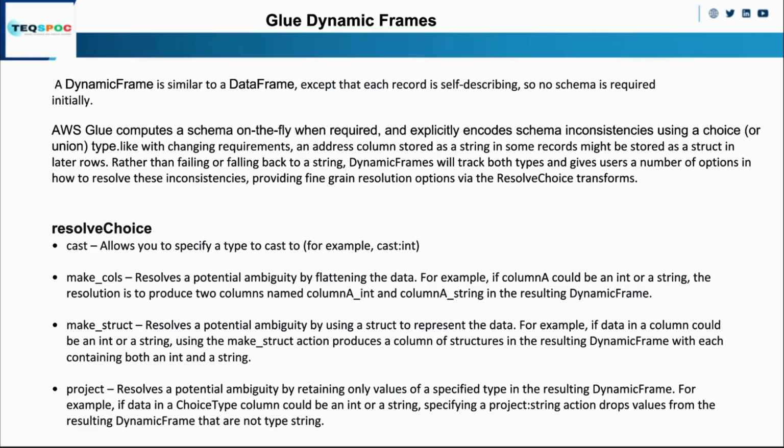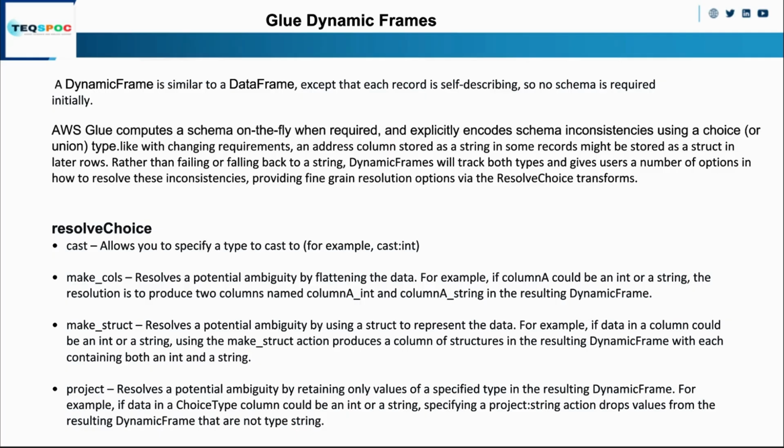AWS Glue computes a schema on the fly when required and explicitly encodes schema inconsistencies using a choice or union type. Given changing requirements, address columns stored as a string in some records might be stored as a struct in later rows. Rather than failing or falling back to a string, dynamic frames will track both types and give users a number of options in how to resolve these inconsistencies, providing fine-grained resolution options via resolveChoice transformations.